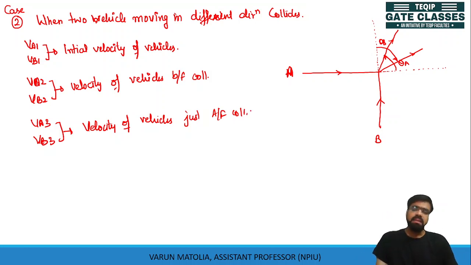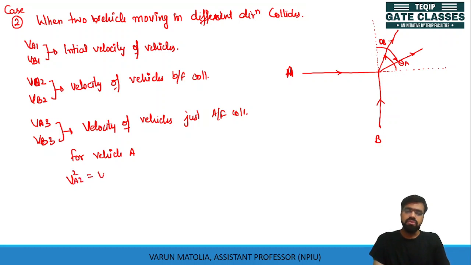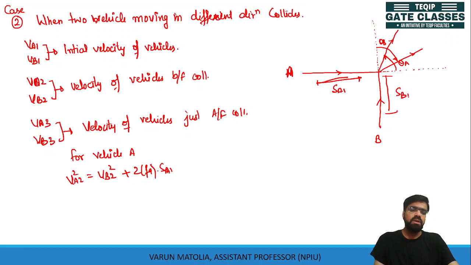M1 and M2 are the masses of these two vehicles A and B. We can easily write the equation for vehicle A. We have VA2 square equals VA1 square plus 2FG into SA1, because there will be skid marks SA1. There will be skid marks for vehicle B, SB1. Similarly, skid marks after the collision are SA2, and for vehicle B, SB2.